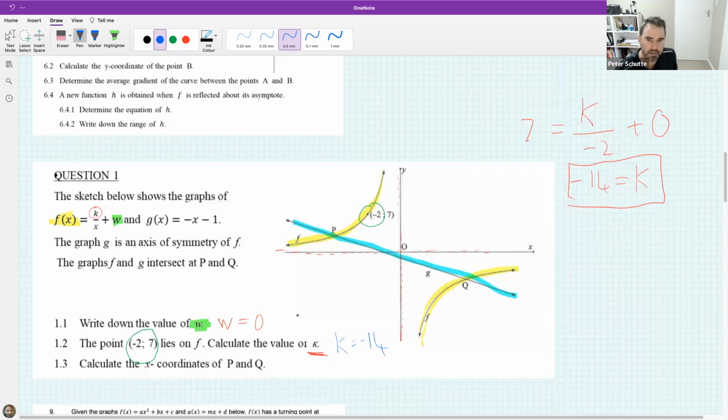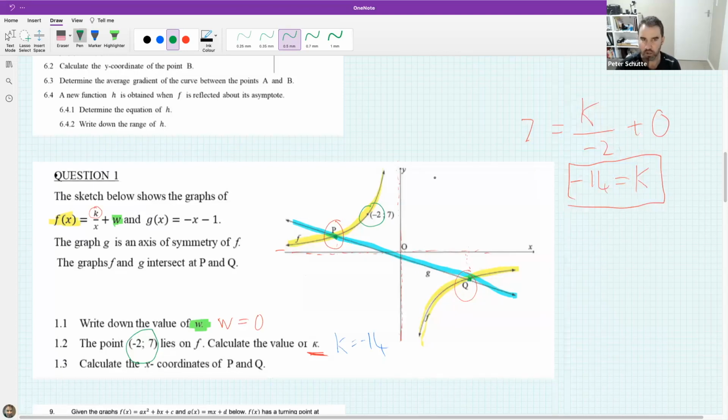Now, there's not going to be enough time to fully complete 1.3, but I just want to know what you do. So it says calculate the x coordinates of P and Q, which would be these values here. We're not going to do it, but I just want to know, how would you find the x coordinates of P and Q in this question? I just want to know from in the chat or from someone, what would you need to do? What's special about those points? Well, what type of points are P and Q? They are intersection points, yes. And what do you do with intersection points? You just equate the functions or you substitute them into each other.